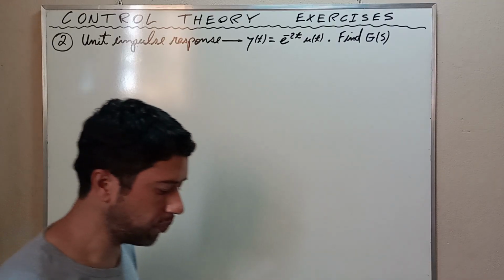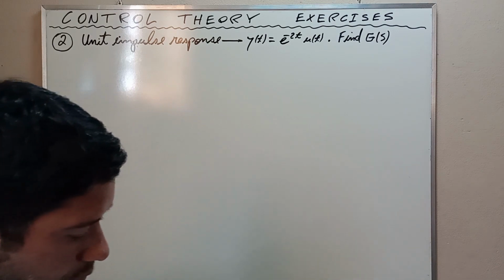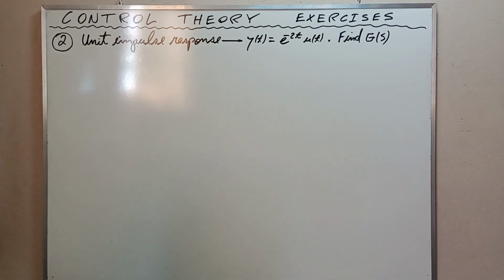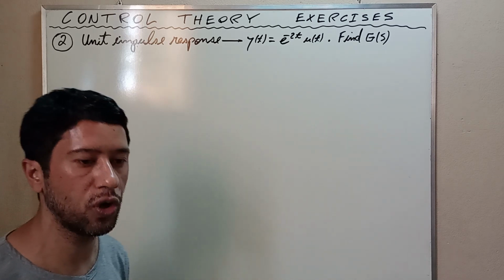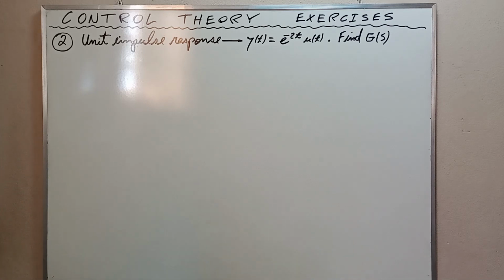Exercise number 2. The unit impulse response of a unity feedback closed loop system is y(t) equal to e raised to the power of negative 2t u(t). The question: what is the open loop transfer function G(s)? Okay, my friends, this is the exercise. Let's go to the solution. But before going to the solution, we need to understand what the exercise wants from us.